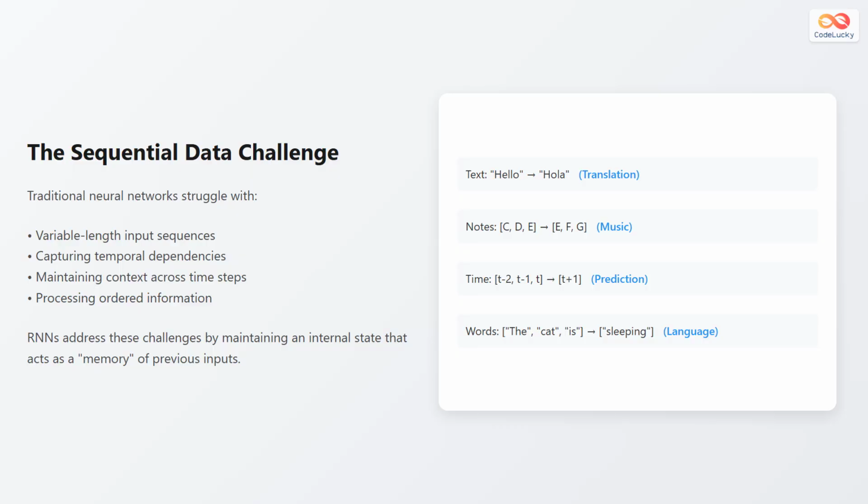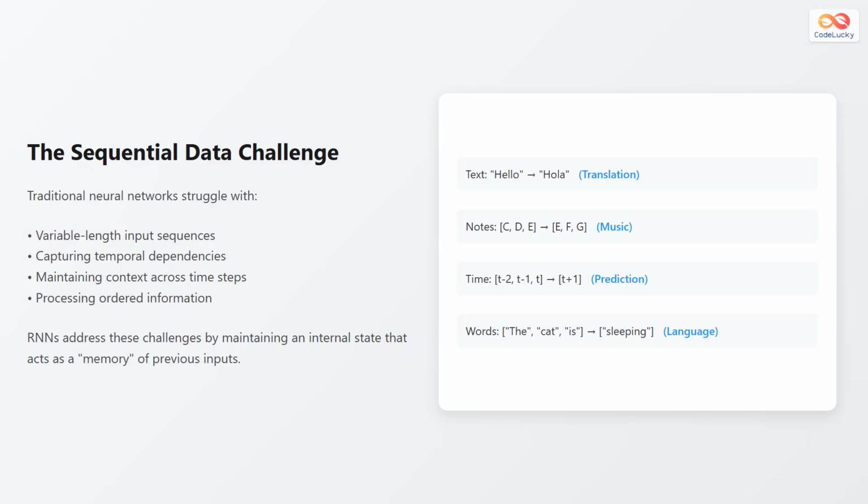Traditional neural networks often struggle with sequential data due to their inability to handle variable length inputs, capture temporal dependencies, maintain context across time steps, and process ordered information effectively. Recurrent neural networks, or RNNs, address these challenges by maintaining an internal state that acts as a memory of previous inputs. This allows RNNs to process sequences of data in a way that considers the order and dependencies between elements.